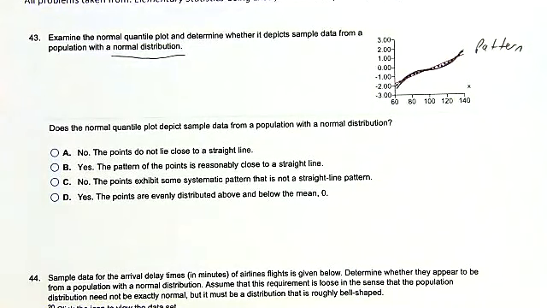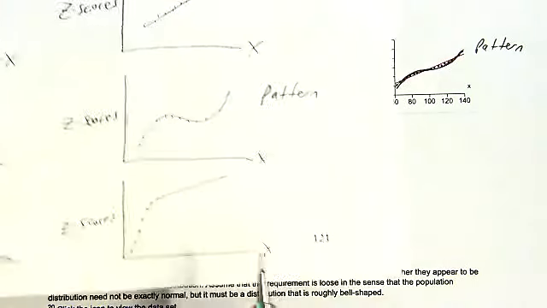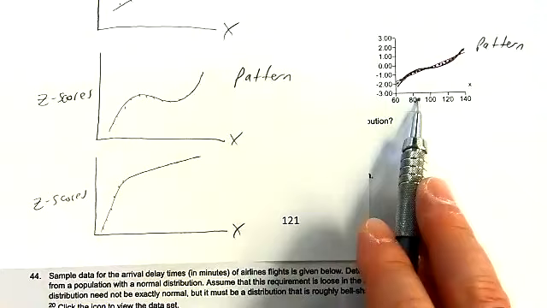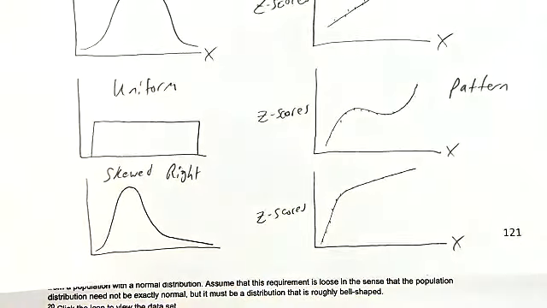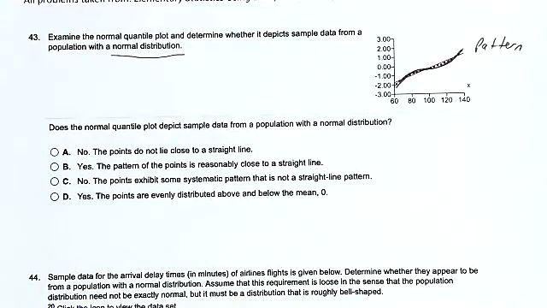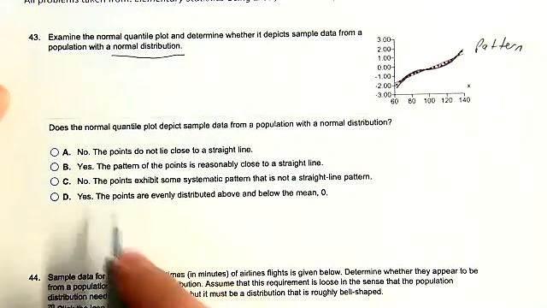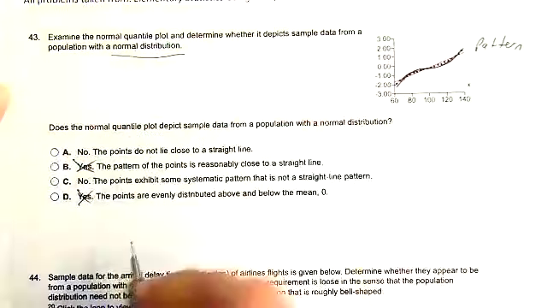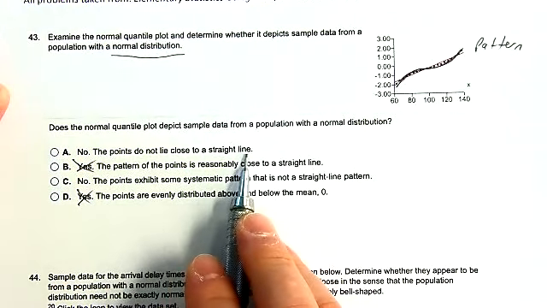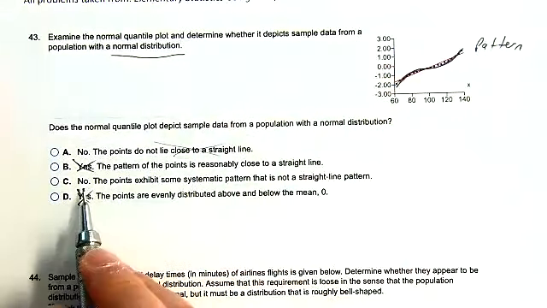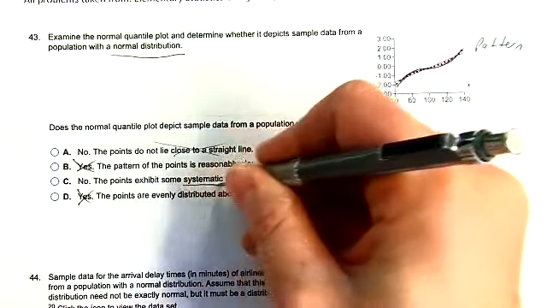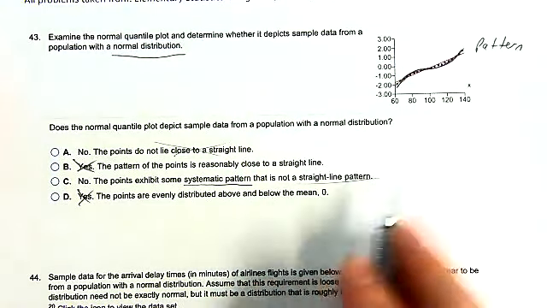And so that's going to match what we said before. I exaggerated when I drew it before. That's going to be close to a uniform distribution. So that is not a normal distribution. So we would say, no, the points do not lie close to a straight line. No, the points exhibit some systematic pattern. That is not a straight line pattern.